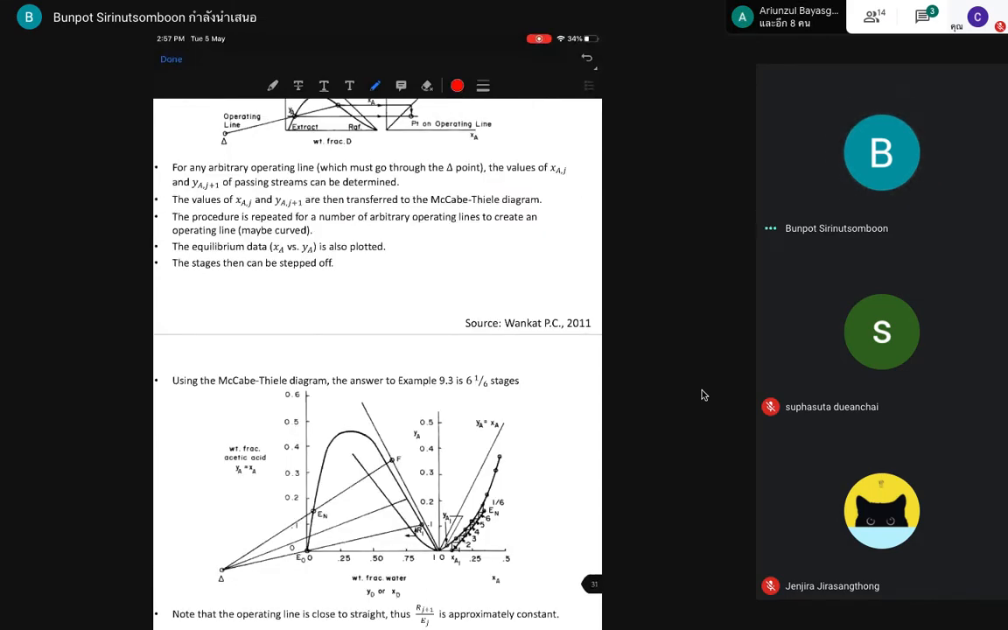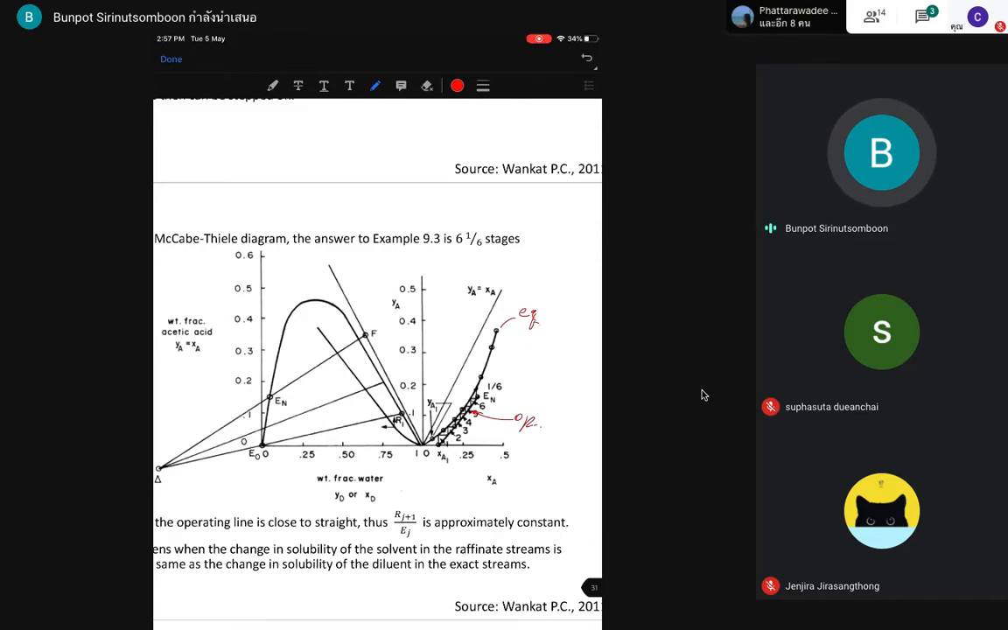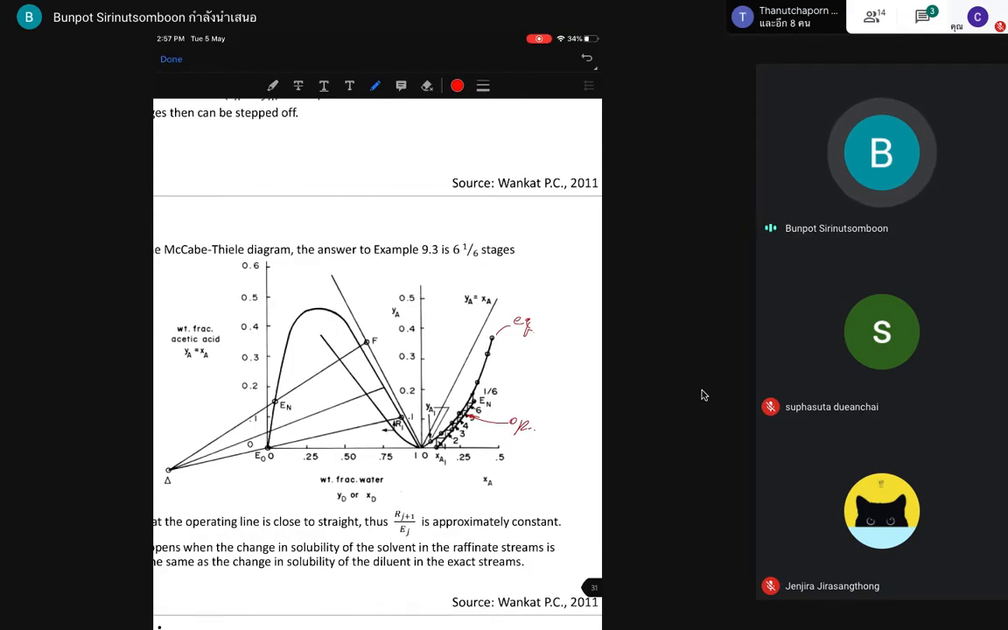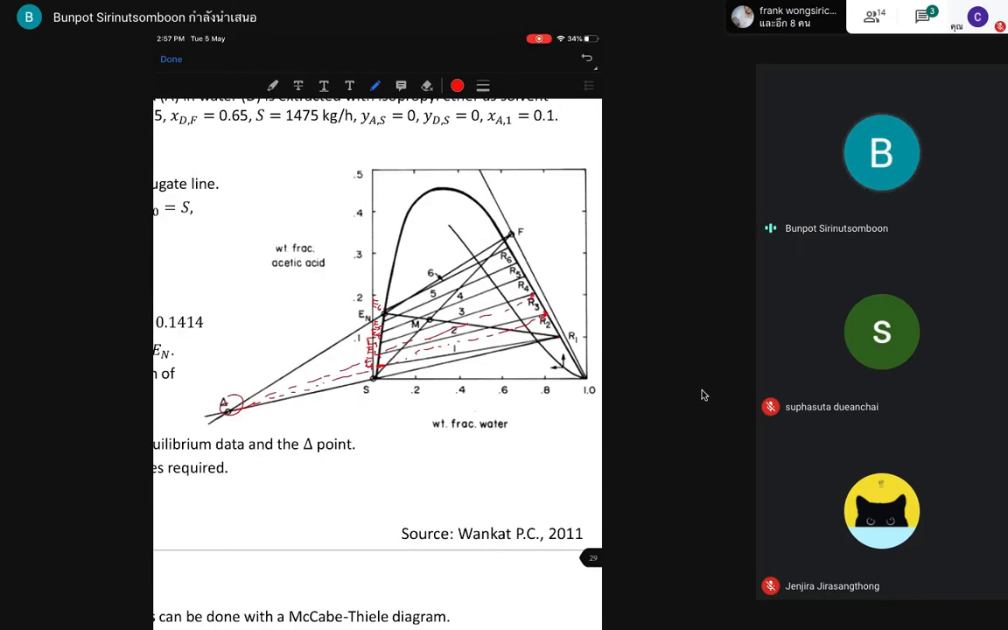Okay, so this is the equilibrium, and this is the operating line, and this operating line comes from the information of the triangle diagram. With this you don't need to use the conjugate line. Like in this technique, you need to use tie lines and conjugate lines to find the number of stages.